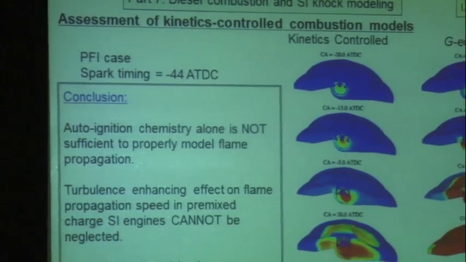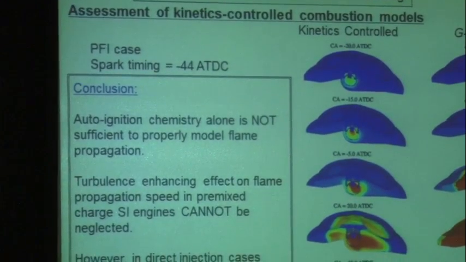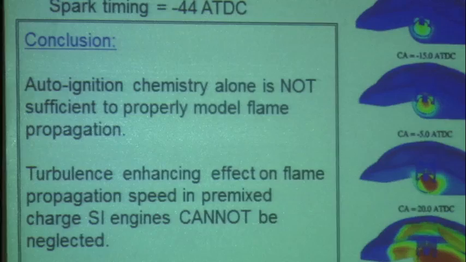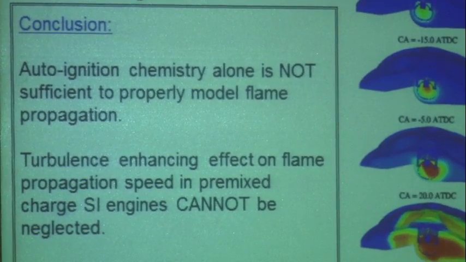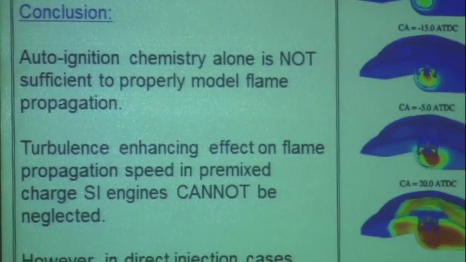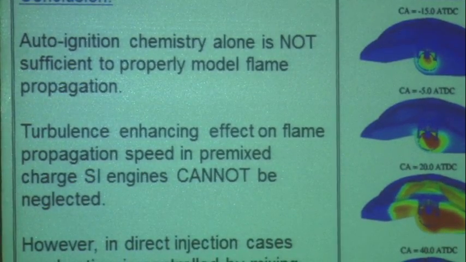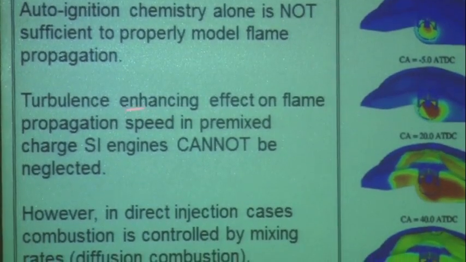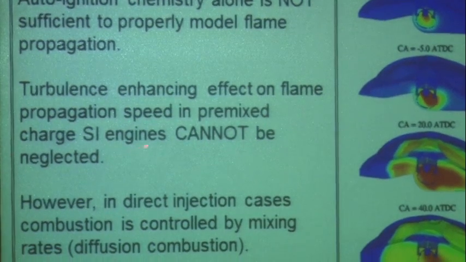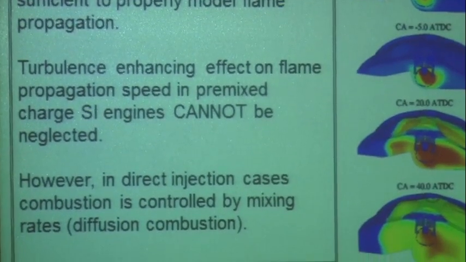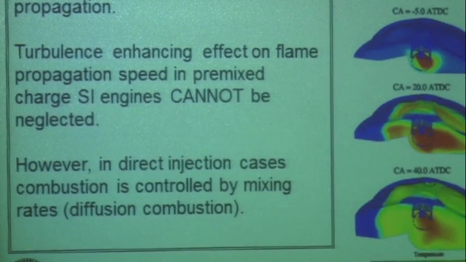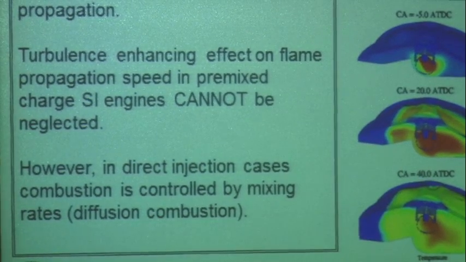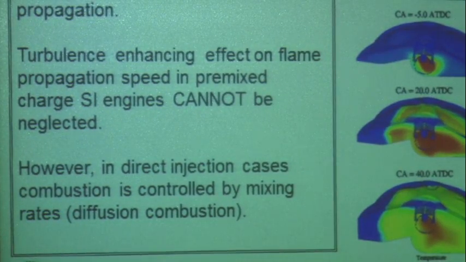So let me just summarize this, and we'll take a break. The conclusion is auto-ignition chemistry alone is not enough to properly model flame propagation. So if you have a combustion situation where you can see evidence of flame propagation, you have to model that flame separately. The turbulence enhancing effect on flame propagation speed in premixed charge engines cannot be neglected. In other words, that turbulence chemistry interaction that we were discussing is occurring sub-grid scale in a spark ignition engine and has to be accounted for.